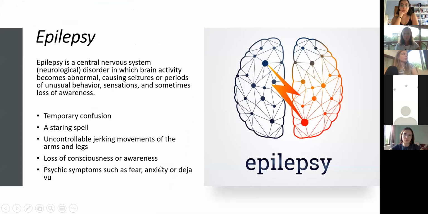The other one is epilepsy, and epilepsy causes seizures and unusual behaviors, and most of the time unconsciousness. It has some psychic symptoms such as fear and anxiety. And when people wake up, they have this temporary confusion about where they are and how this happened.